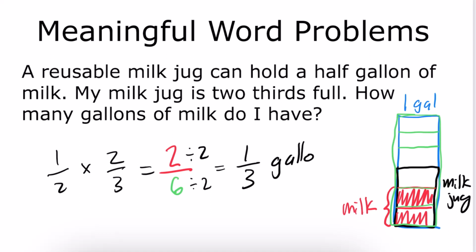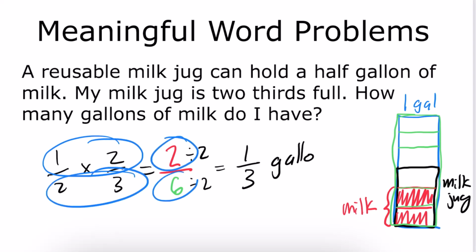And once you show them that this is basically multiplying these fractions together, you'll notice the pattern that 1 times 2 equals 2 and 2 times 3 equals 6. So this is another way that you can introduce the multiplication of fractions to your students.